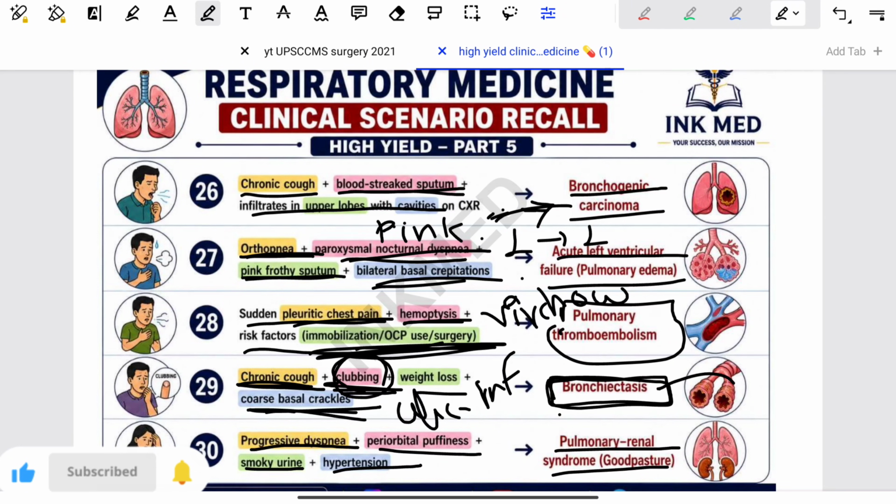The trick is whenever lungs and kidneys are affected together, think pulmonary renal syndrome. One of the most important causes is Goodpasture syndrome. Example: Goodpasture syndrome can initially present with pulmonary symptoms before renal manifestations become obvious.